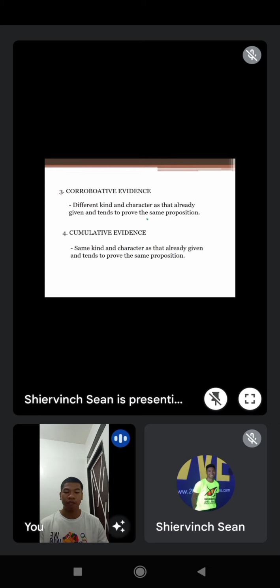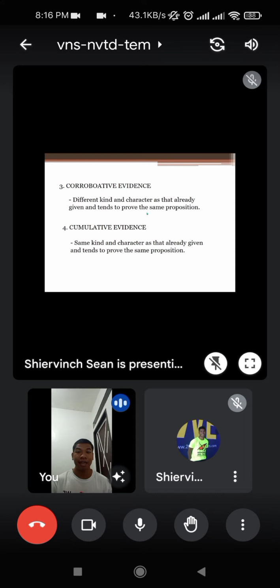Next is cumulative evidence. Cumulative evidence is of the same kind and character as that already given and tends to prove the same proposition. This is the difference between cumulative and corroborative evidence.